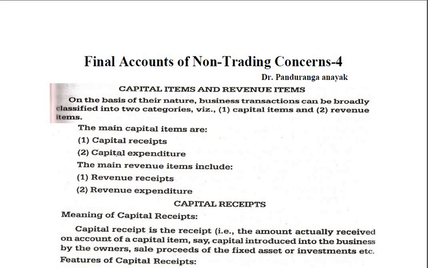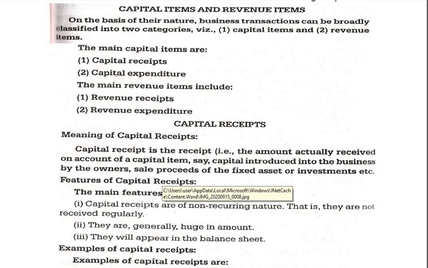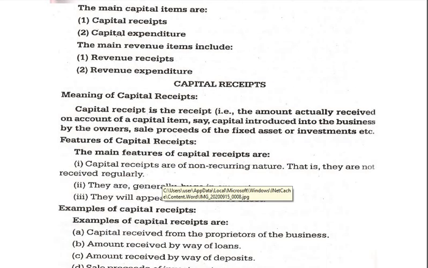Now, before going ahead, we have to understand how to classify these business transactions. So there are two classifications or categorizations. One is capital items, the other one is revenue items. The main capital items are capital receipts and capital expenditure. And the main revenue items include revenue receipts and revenue expenditure. Okay. Now we'll begin with capital receipts.